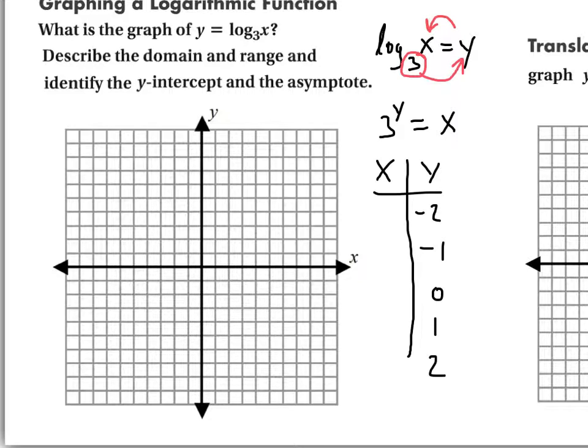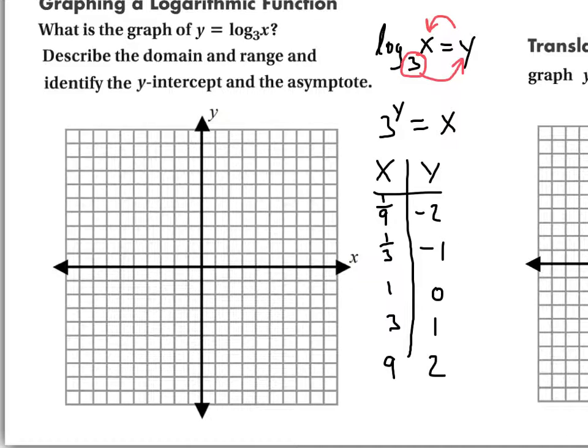Makes my life easy. And so now if I plug y into my equation, I get 3 to the negative 2 power, which is what? 1/9. If I plug in negative 1, 3 to the negative 1 power is? 3 to the 0 power. 3 to the first. And 3 squared. Okay? So that gives me a t-chart that I can now work with.